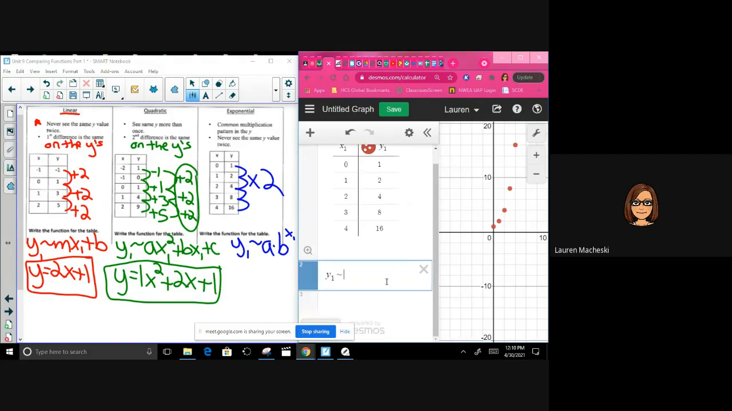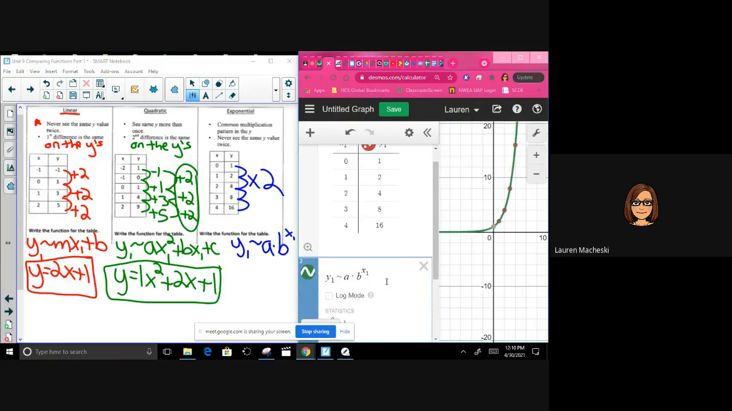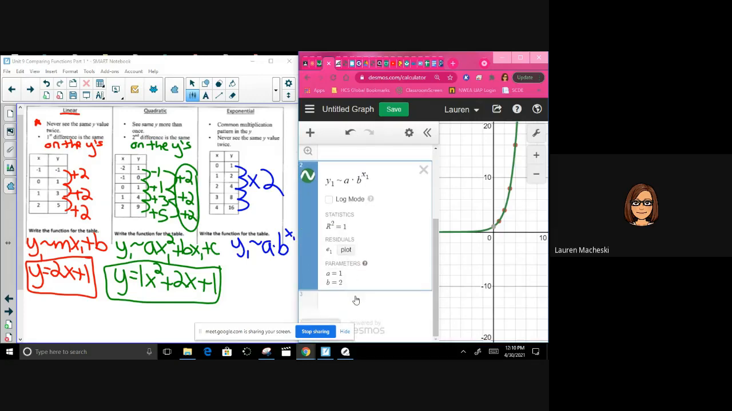Y1 squiggly a times b raised to the x1 power. And it makes your line that goes through your points. And if you scroll down, you can see your a and your b, so you can write your equation. So y equals 1 times 2 to the x. So not too hard. The biggest thing is going to be for you to check your differences to see whether the first difference is the same, it's linear, the second difference is the same, it's quadratic, or if it's multiplying by the same number every time, then it's exponential.